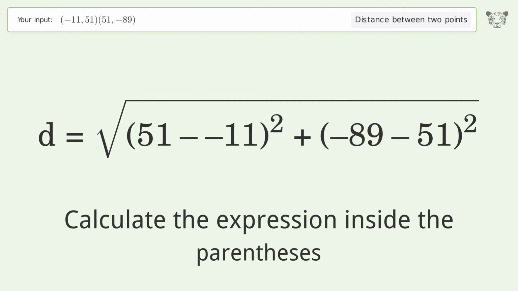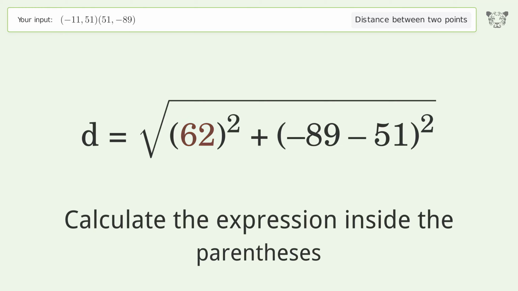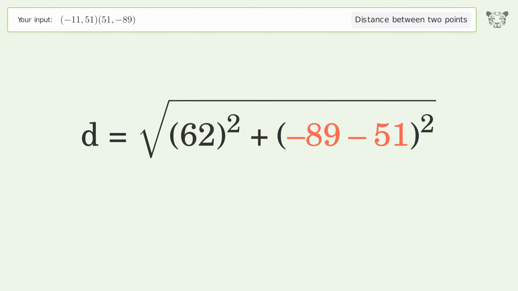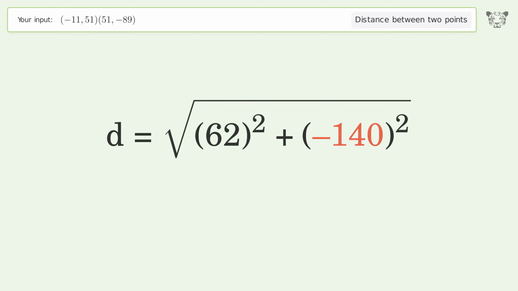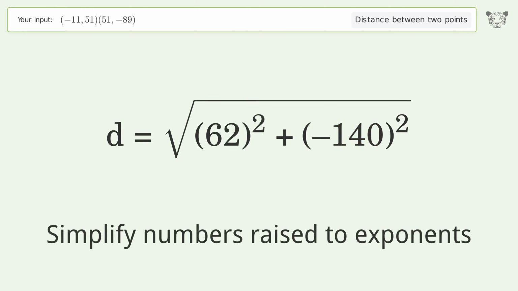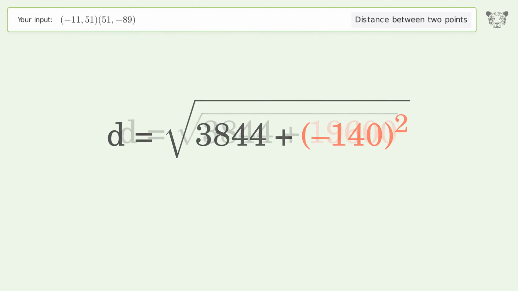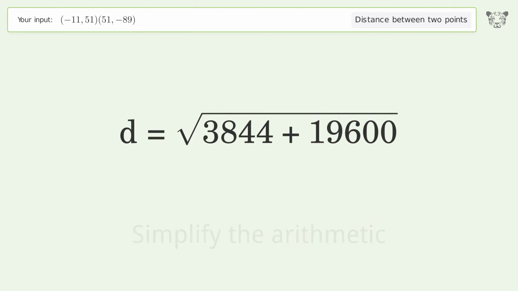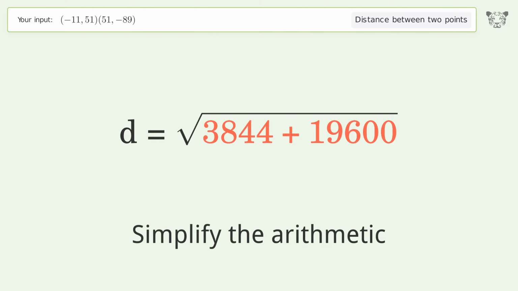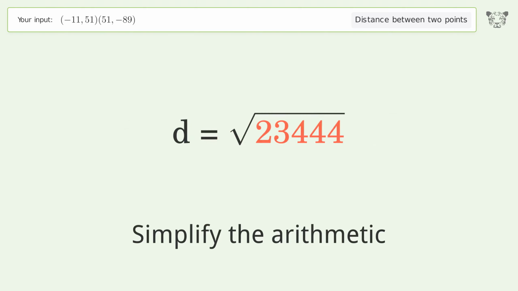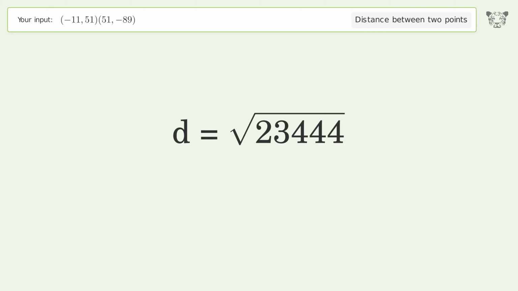Calculate the expression inside the parentheses. Simplify numbers raised to exponents. Simplify the arithmetic. And so the distance between the 2 points is the square root of 23,444, or 153.114.